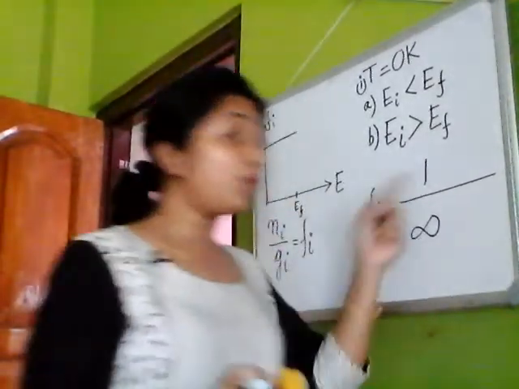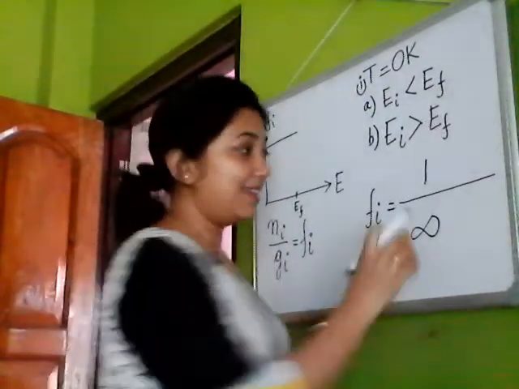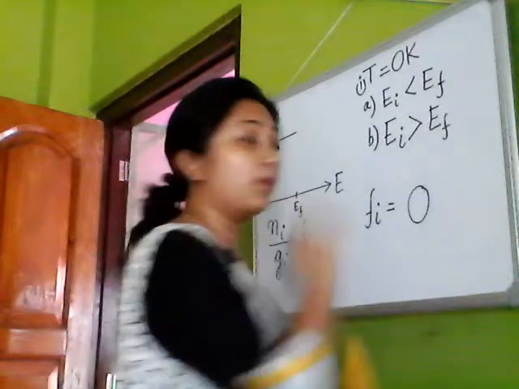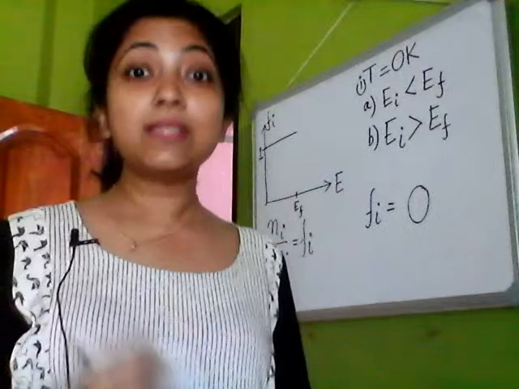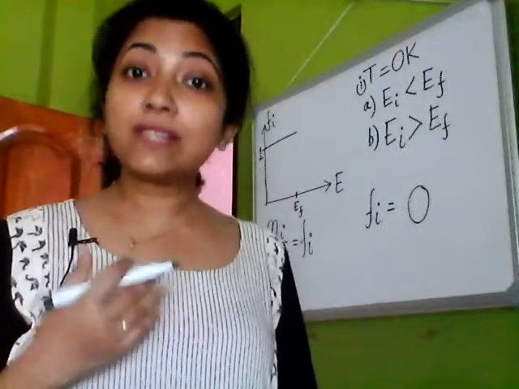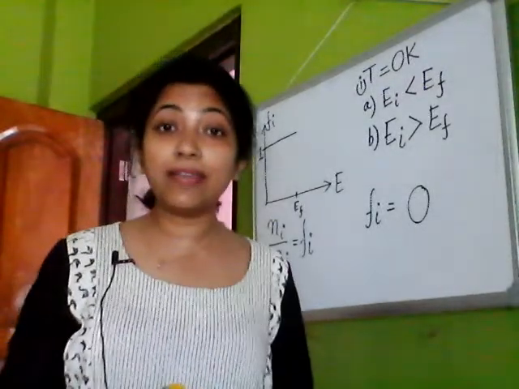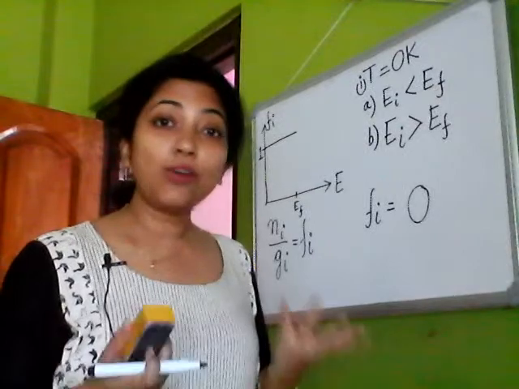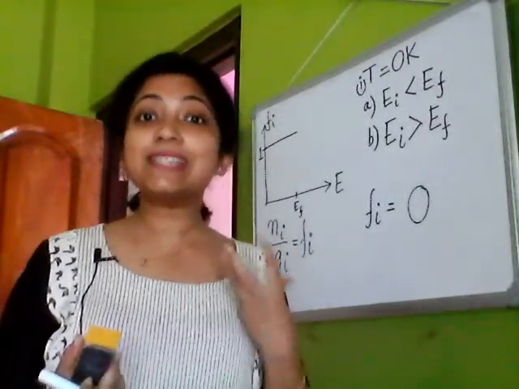And what is the value of 1 by infinity? It comes out to be 0, correct? So in this scenario, the distribution function is taking up the value 0. So what is the physical significance? When we are considering the energy levels above the Fermi level, they do not have any occupancy. Ni by Gi is coming out to be 0.